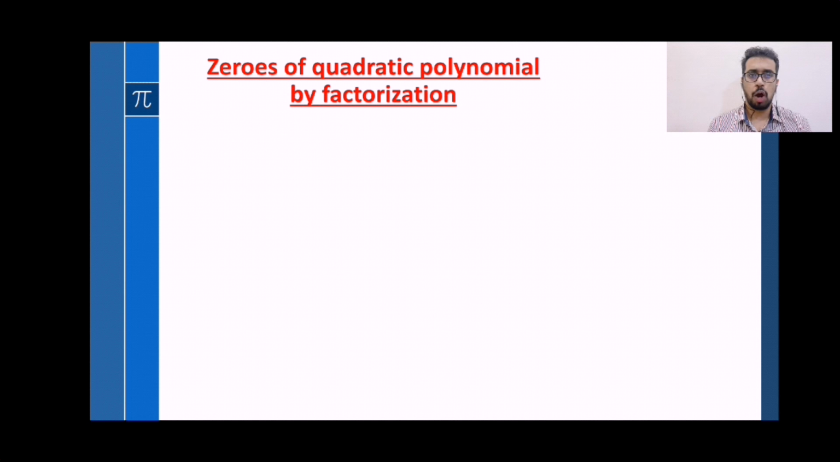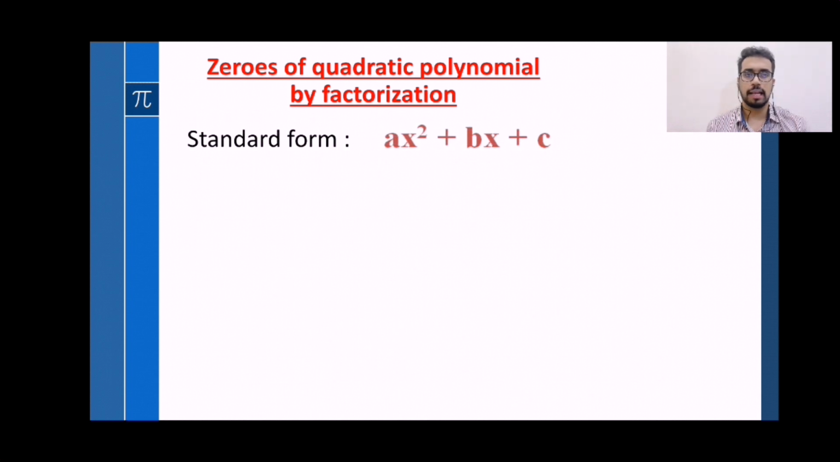Now let us see how to find the zeros of a quadratic polynomial by factorization. We know that the standard form of a quadratic polynomial is ax squared plus bx plus c. Let us take an example of such. Now, to find a zero of the polynomial, I need to equate the given polynomial to 0. Now, I need to look for two numbers.